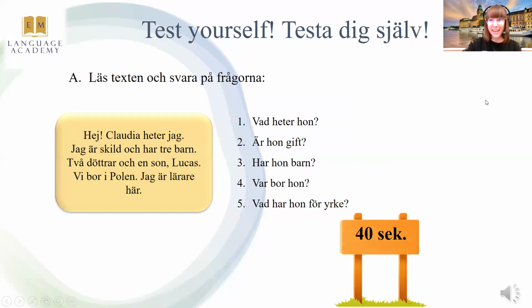Next, what do we have next? Right. Here we have a short presentation text about a girl called Claudia, right? So a very short text really, and your task is to provide answers for the questions below. Vad heter hon? Är hon gift? Har hon barn? Var bor hon? And vad har hon för yrke? And only 5 sentences and 5 questions. Lycka till. One more time.